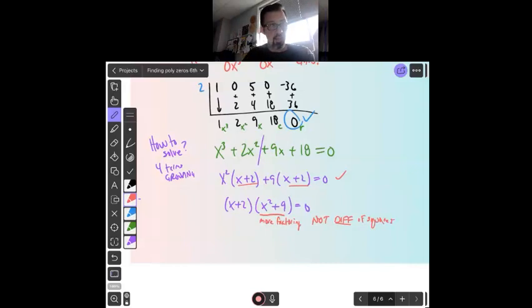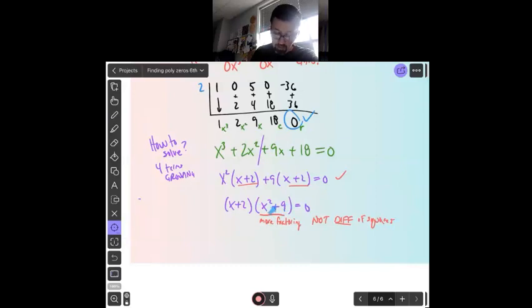Well, if we tried the AC method, my A value is 1, my C value is 9, our B value is 0. So 1 times 9 is 9. Any factors of 9 that add to be 0? 3 and negative 3, of course. 3 times negative 3 isn't 9. Factors of 9 that add to be 0. Well, 1 times 9 is 9. Can't get 0. Negative 1 times negative 9, 9. Can't get 0. 3 times 3, can't add those to 0. Negative 3 and negative 3, can't add those to 0. There are no factors of 9 that add to be 0. So this is not factorable.